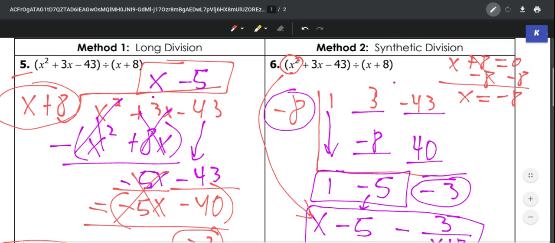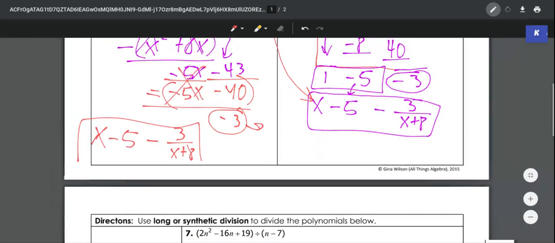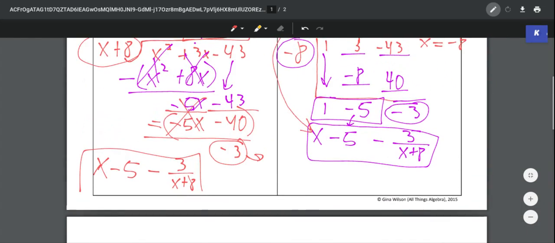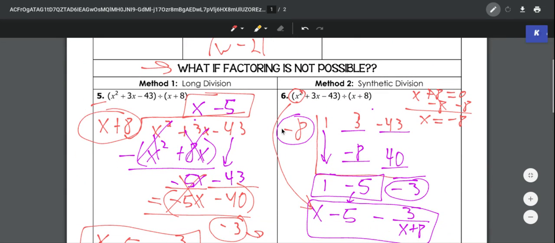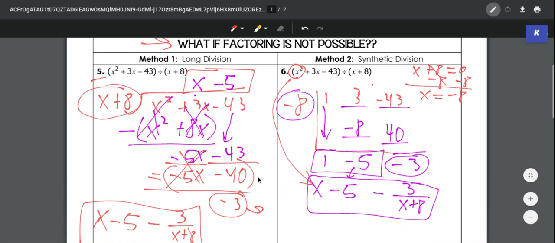But once you get the pattern of doing synthetic division, it's so much easier, and we'll look at some examples in class too from the homework. But you're going to be able to take your pick and do whichever one you want. So find which one you're comfortable with and just work with that one.